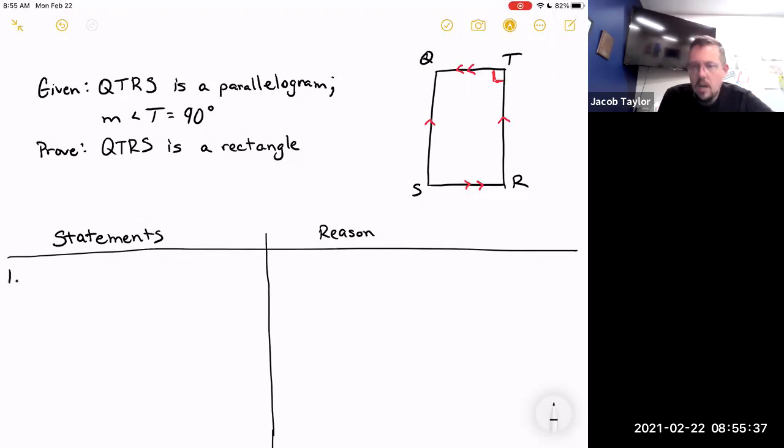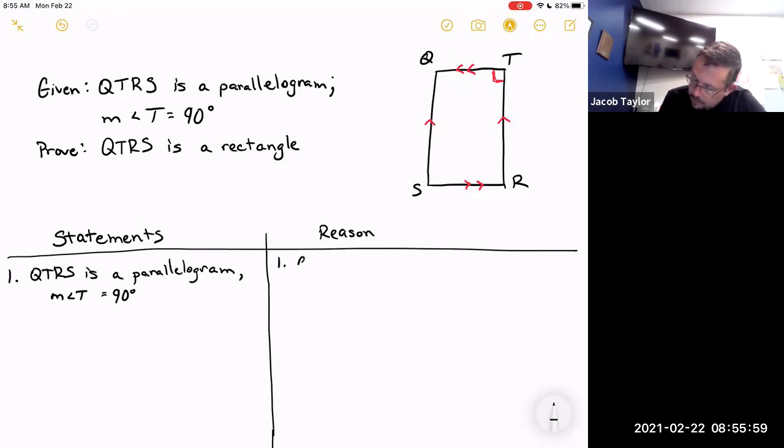I'm going to do economy here, save some digital ink and put them all in one step. So I'm going to say QTRS is a parallelogram. I don't want my digital pencil to run out of digital ink. So I'm going to write this all in one step so that I only have to write the word given one time. That's just economical.